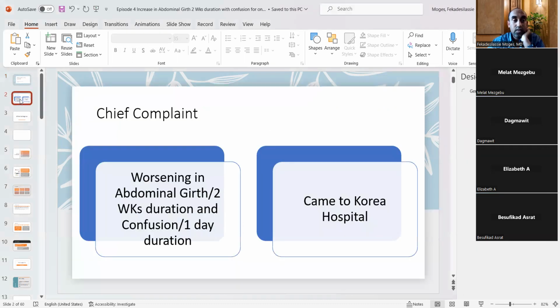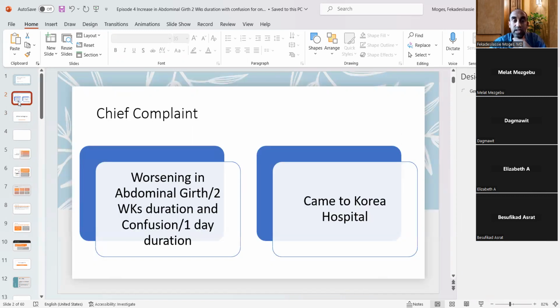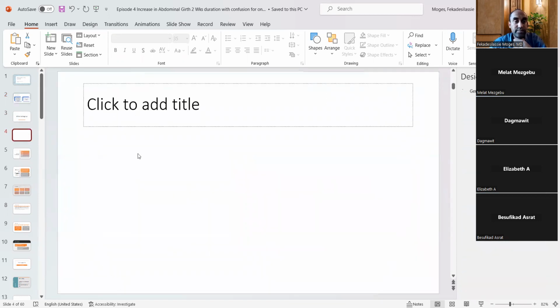Like always, we will start with the chief complaint. This is the chief complaint of our patient for today's discussion: worsening abdominal girth over the past 2 weeks and confusion over a period of 1 day. This patient was brought to Korea Hospital. Now give me a differential diagnosis. What comes to your mind?